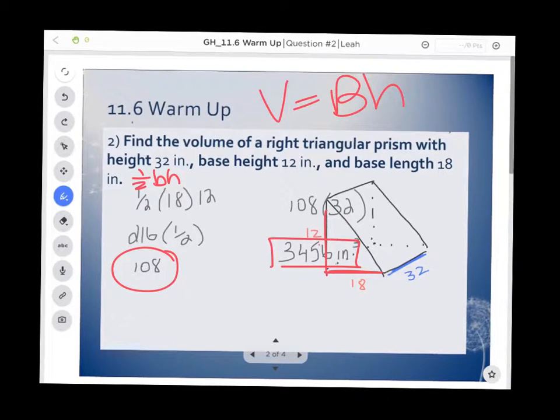Okay, so whenever it's talking about a prism and it says the shape for the prism, that's the base. That's always the base? Yep, that's how you name a prism, by its base.